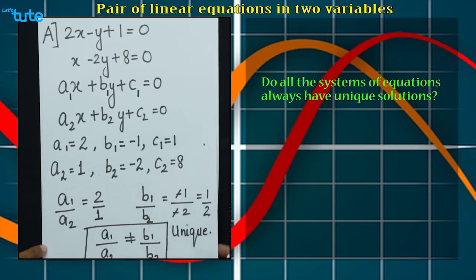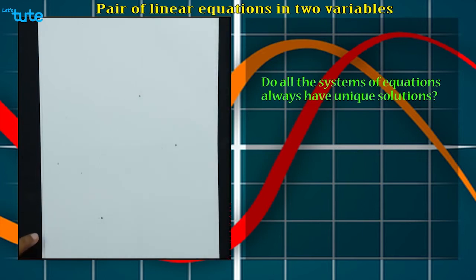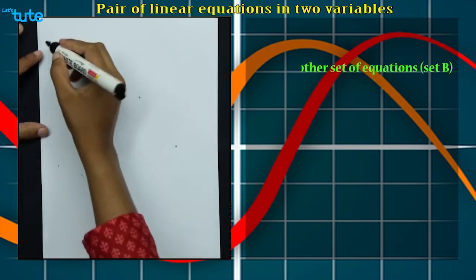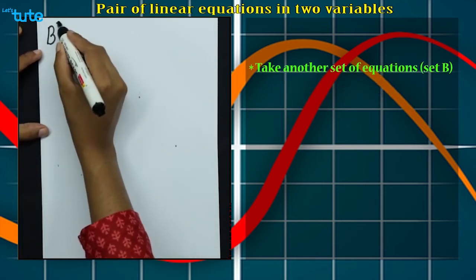Now, is this what always happens? Do lines always only intersect each other? Or is there anything else that can also happen? Let us see by taking another set of equations. Let us call this set of equations B.